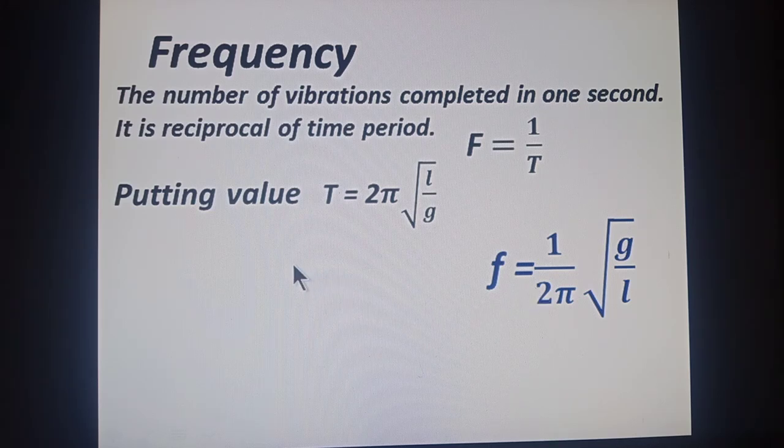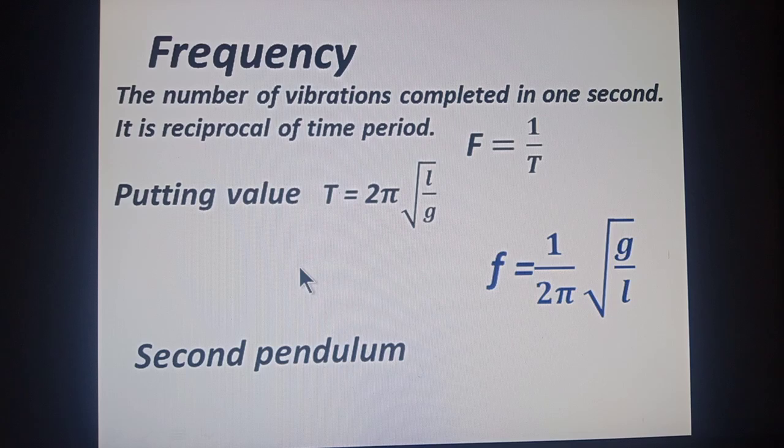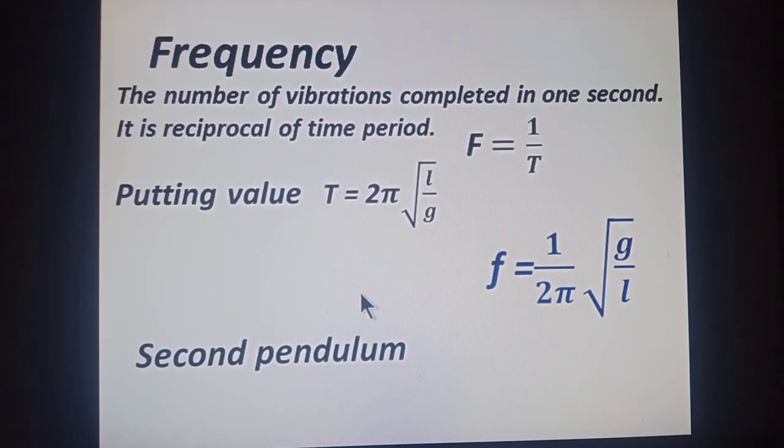Now students, at the end, another term that we use in this context is second pendulum. Students, it is a pendulum that completes one vibration in 2 seconds. In other words, a pendulum with time period 2 seconds is called a second pendulum, and its frequency according to this relation will be 1 divided by 2 equals 0.5. Its frequency will be 0.5 hertz. What is the unit of frequency? Hertz or cycle per second.